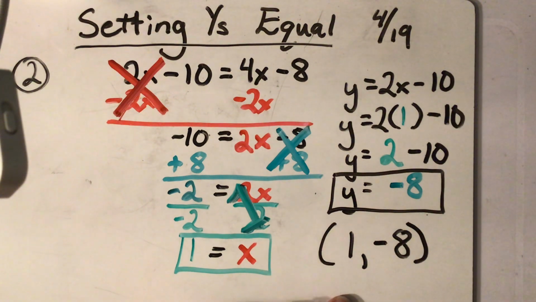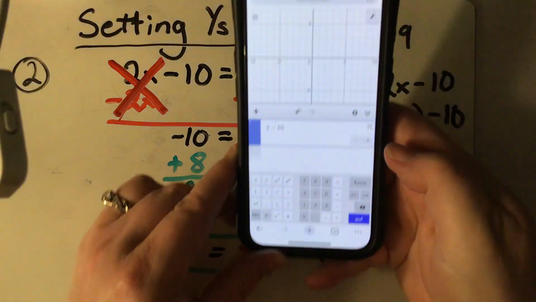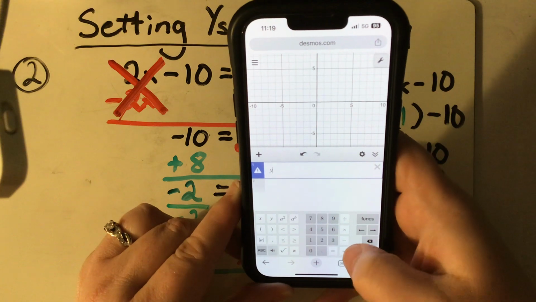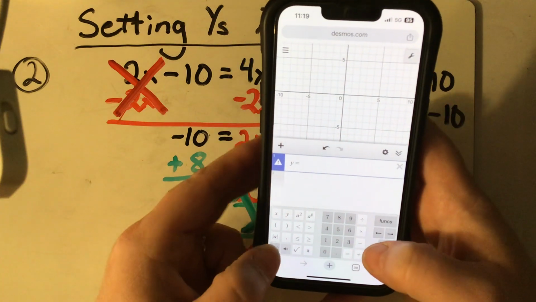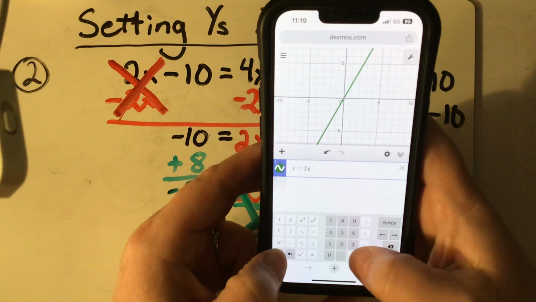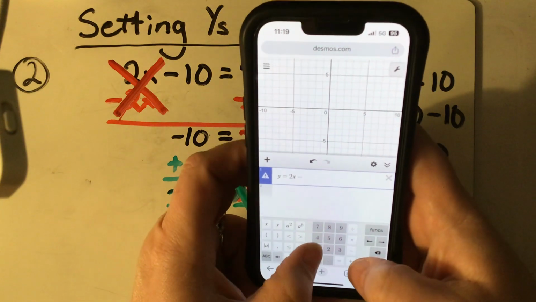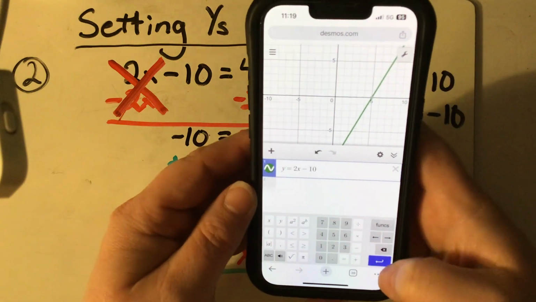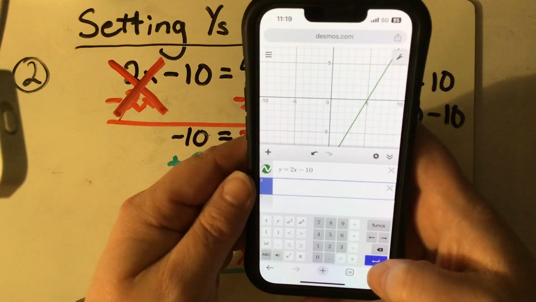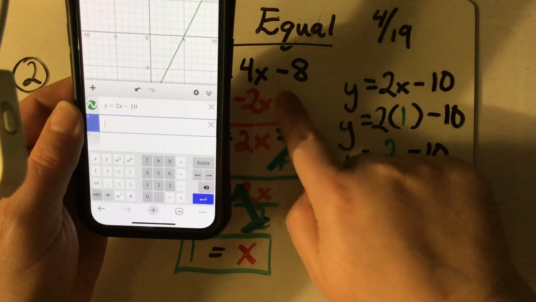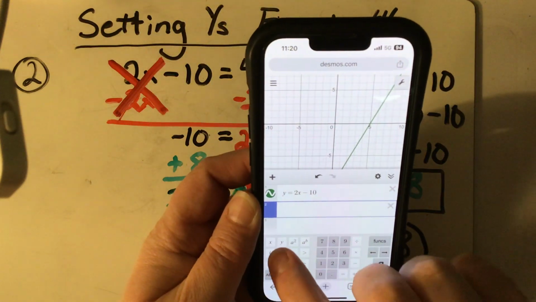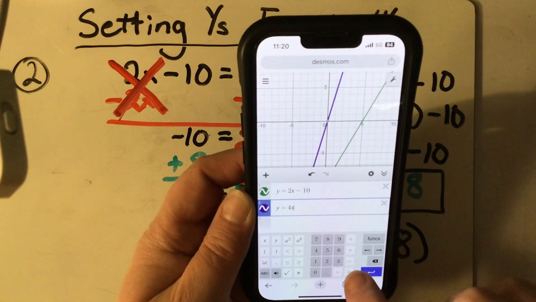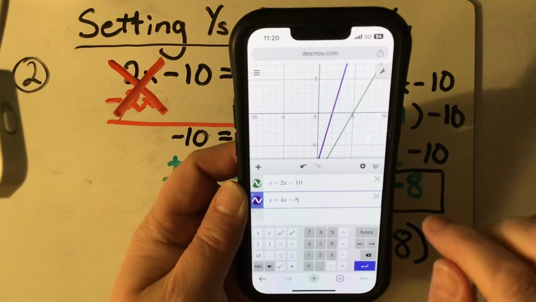So let's check it, see if I did it right. All right, here we go. So I have y equals 2x minus 10. Oops, 10. There we go. There's my line. So now I need to hit the enter key. Let's get my next one. 4x minus 8. Y equals 4x minus 8.